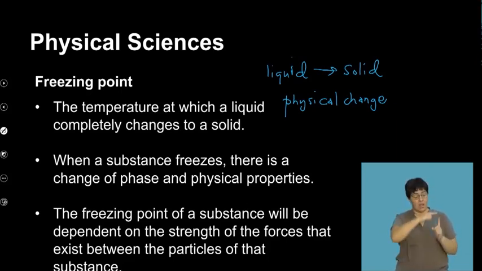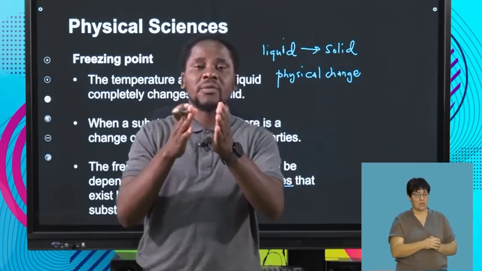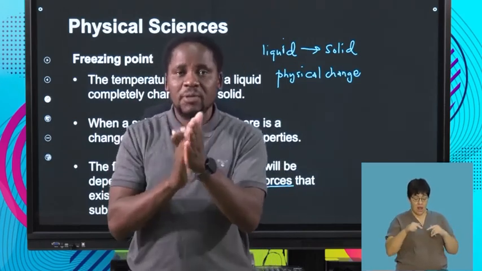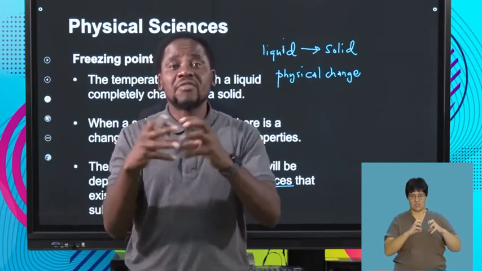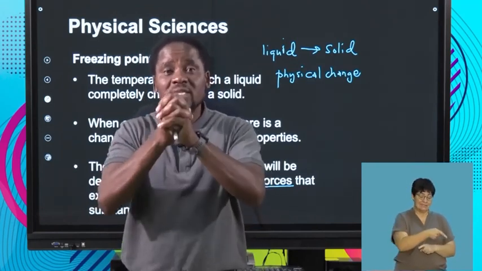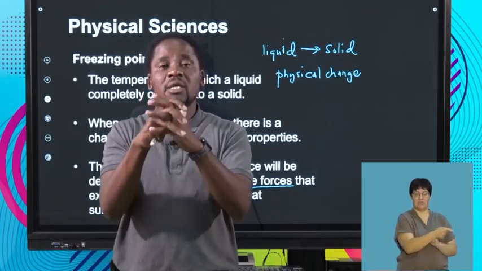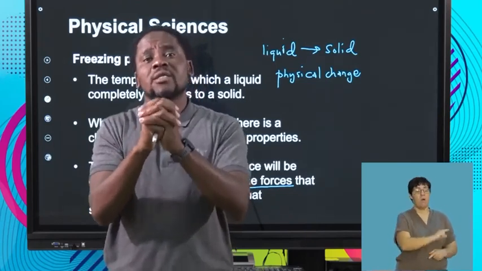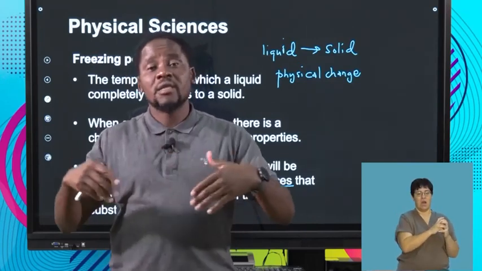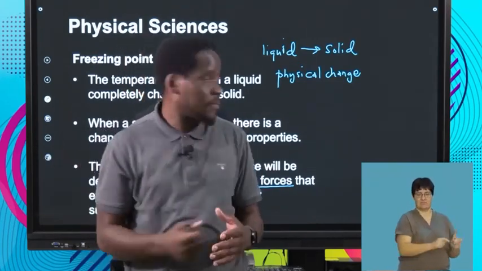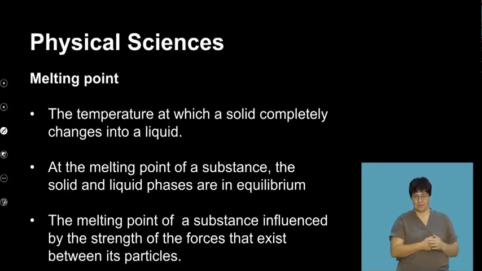Right, and then the freezing point of a substance will depend on how strong the forces that exist between the particles of that substance are. So as freezing occurs, remember, in terms of properties, the particles in a liquid are actually sliding past each other because the forces are comparatively weaker. So when freezing takes place, the packaging of particles also changes. It means the forces become stronger, which is why the substance becomes more compact and assumes a certain shape. Okay, right. That's what it means as far as freezing is concerned.